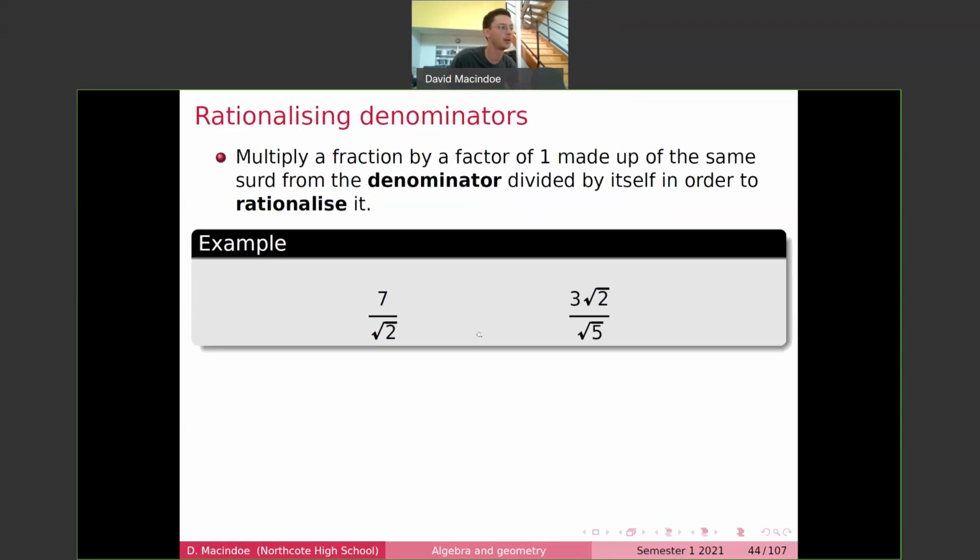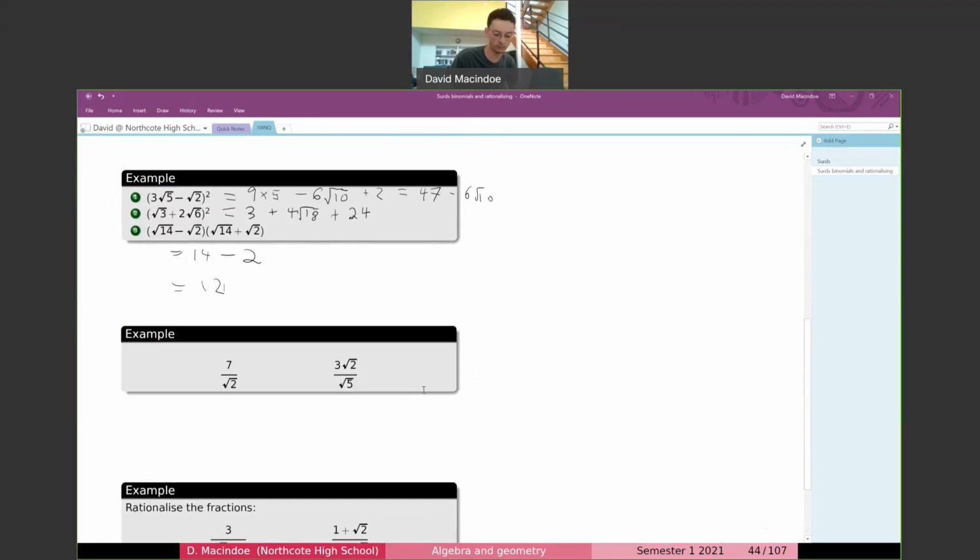So if we have a look at these examples, the factor of 1 I'm going to choose for this first one is root 2 on root 2, and times that together. On the bottom, with multiplying fractions, you just times across. Root 2 times root 2 is just 2. And then on the top, you get 7 root 2. And all of a sudden, I've got a rational denominator.